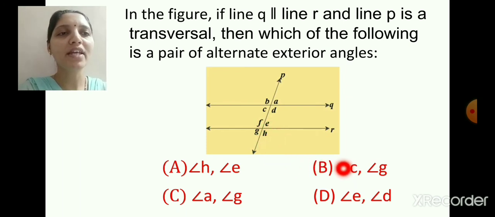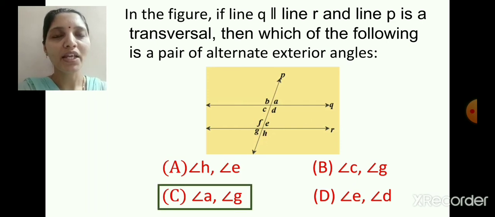Then see angle C and angle G. These are corresponding angles. So this is also not the correct option. Then option C is angle A and angle G. So this is the correct option for your question. Is that clear to all of you? I hope you all have understood.